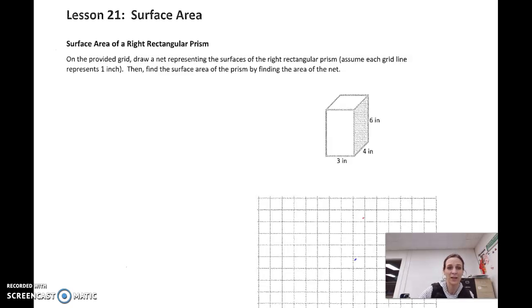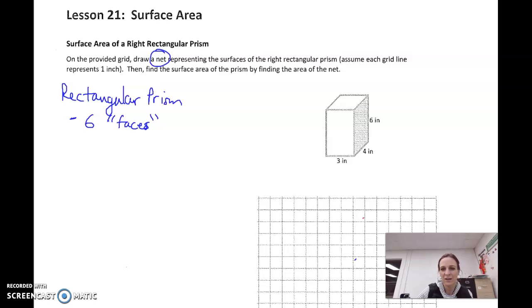So it says on the provided grid, draw a net. A net is that flattened two-dimensional representation of a three-dimensional object. This is a right rectangular prism. Basically, it's a prism because we pick bases, top and bottom, front and back, but they're rectangles. And a rectangular prism has 6 faces. Those faces are front, back, top, bottom, side, and side. It's just the surfaces. There's 6 surfaces.